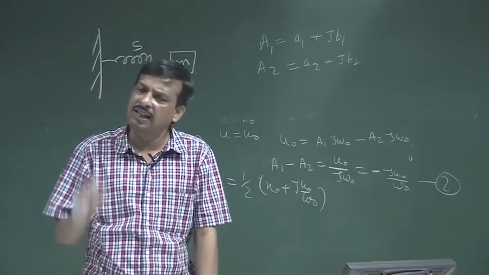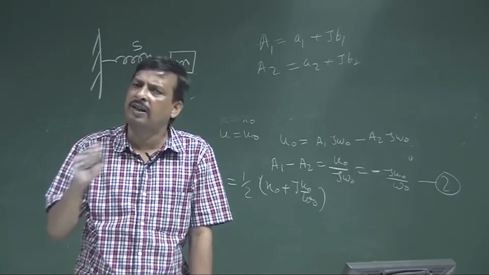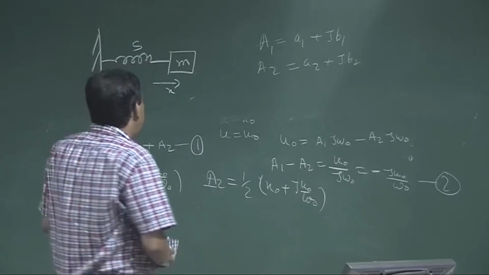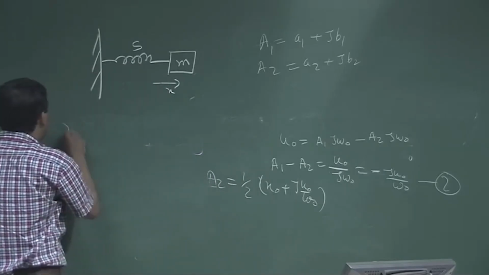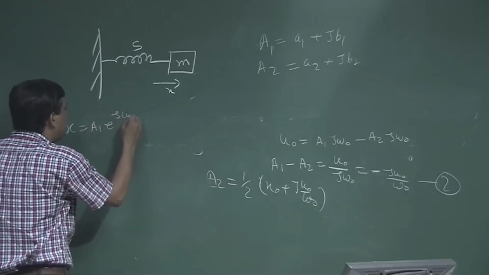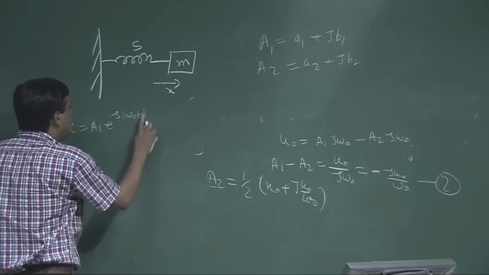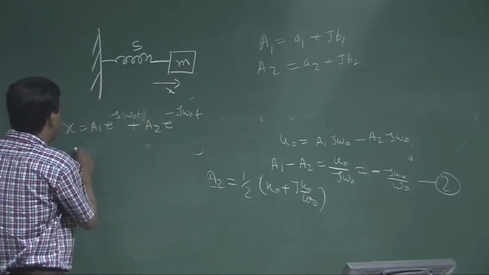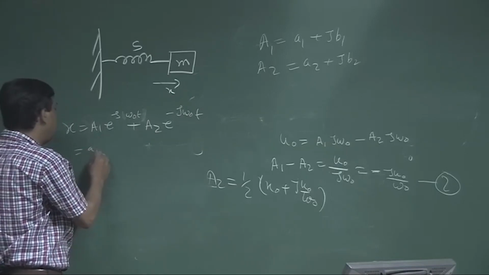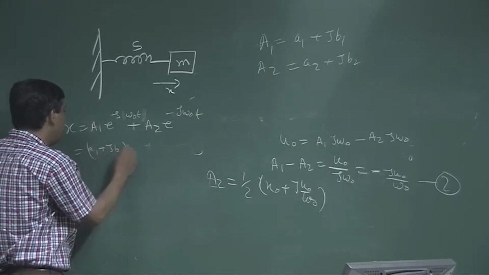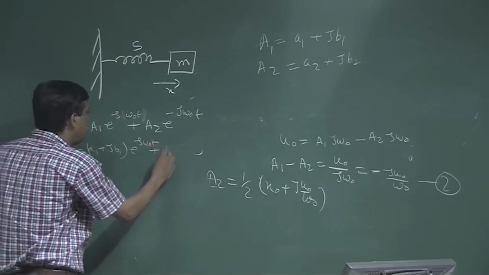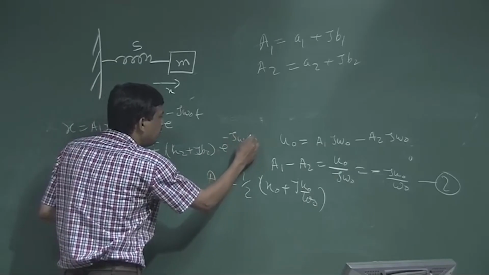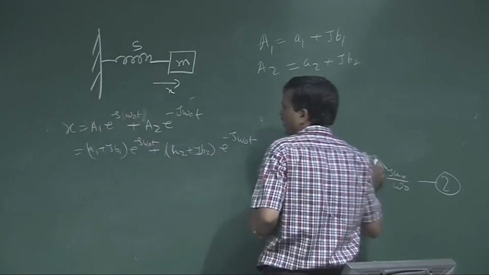I can write down that a and b are real numbers, so any complex number can be represented by a plus jb. Okay. Now I represent it that way. Now if I do that, x is equal to a1 e to the power j omega 0 t plus a2 e to the power minus j omega 0 t. Now if I put the value of a1 and a2 in here, so a1 is a1 plus jb1 into e to the power j omega 0 t plus a2 plus jb2 into e to the power minus j omega 0 t.